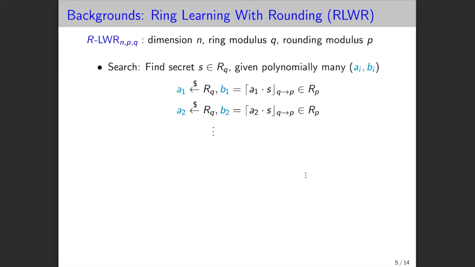Let's recap the ring RLWR problem. This is similar to the ring RLWE problem, but we don't have to sample a Gaussian distribution or error distribution here. The search version of the ring RLWR problem gives polynomially many (a_i, b_i), where b_i is computed as a_i times S and rounded to P. Round to P means multiply this by P over Q and take the nearest integer. The decision version asks to distinguish (a_i, b_i) from R_Q times R_P.